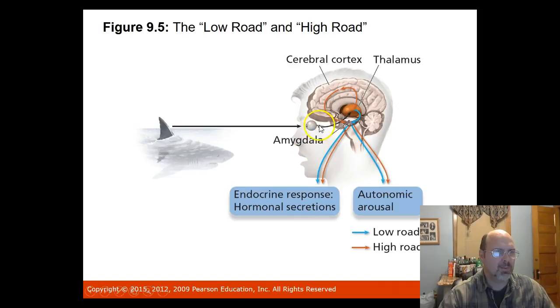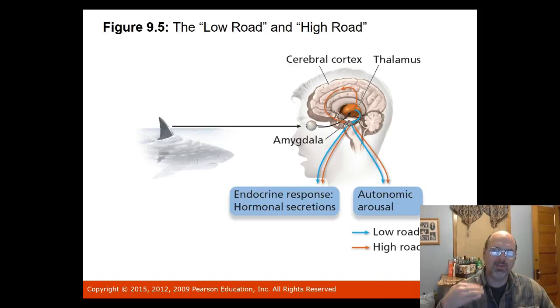So here is a person who sees a shark. First of all, the low road is activated because it's much faster. It allows us to quickly notice danger, sometimes before we're even consciously aware of the stimulus. For instance, I might see something moving in the water, and I have a quick automatic arousal like something's not right. I don't even know what it is yet, but I feel unsafe. And then all of a sudden I notice it's a shark.